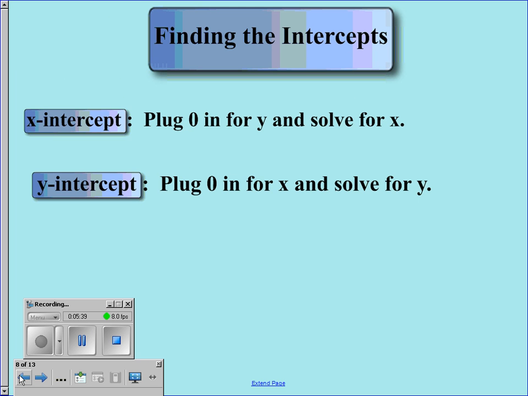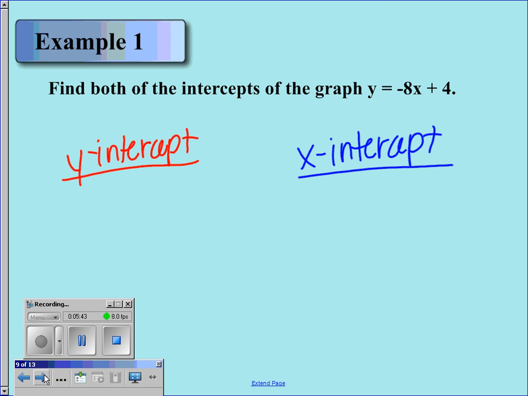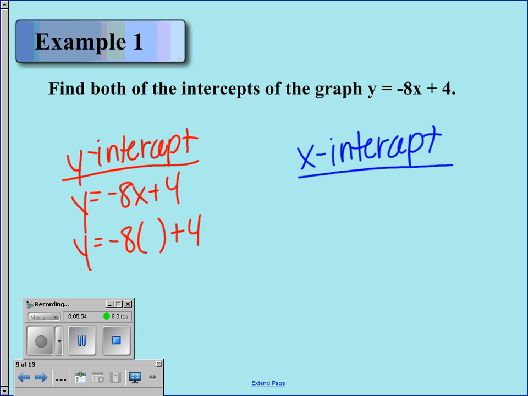If I'm trying to find the y-intercept, I plug in 0 for x. So all I have to do is say y equals negative 8x plus 4. And what am I going to let x be? 0. What's negative 8 times 0? 0. What's 0 plus 4? Now you have to be very careful here.